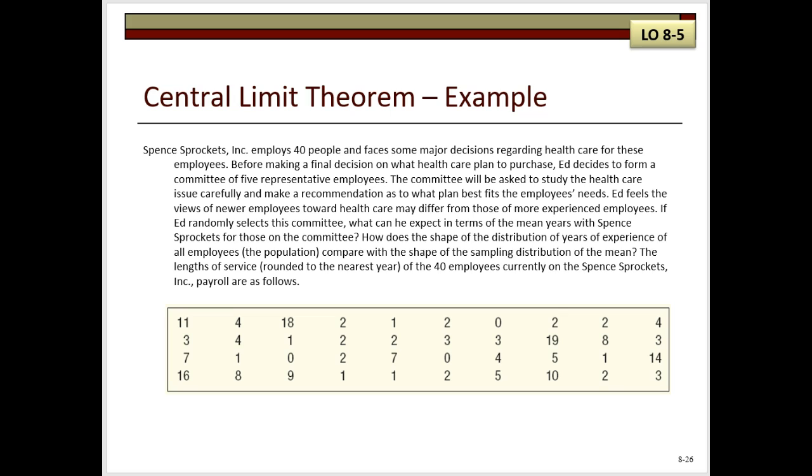Ed feels the views of newer employees towards healthcare may differ from those of more experienced employees. The lengths of service of the 40 employees currently on the Spencer Sprockets payroll are listed on this slide. Given this data, we ask and answer the following questions. If Ed randomly selects this committee, what can he expect in terms of the mean years with Spencer Sprockets for those on the committee? How does the shape of the distribution of years of experience of all employees, the population, compare with the shape of the sampling distribution of the mean?